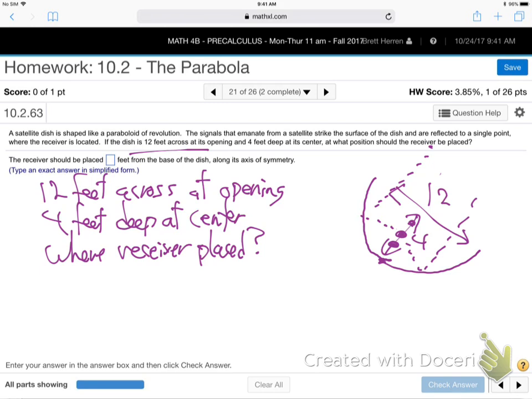What do you think? Anybody have a thought that they want to share? I'm guessing no. Nothing?